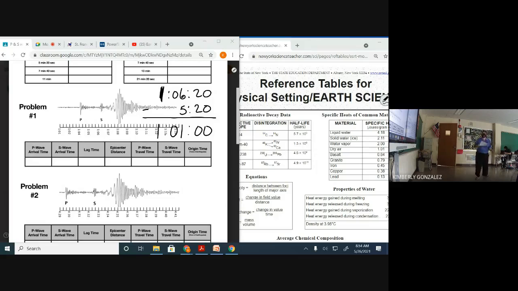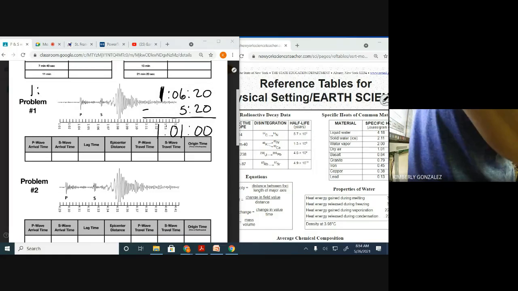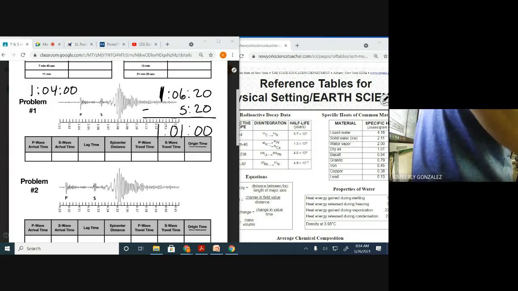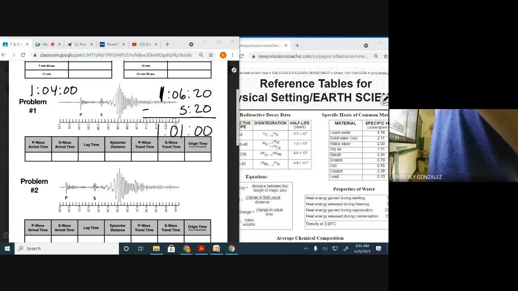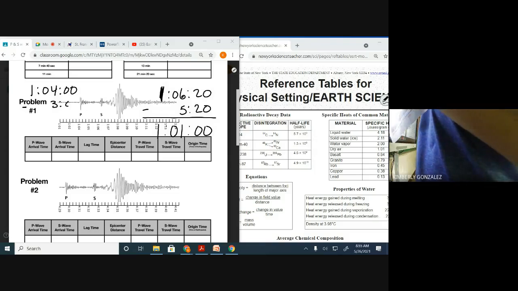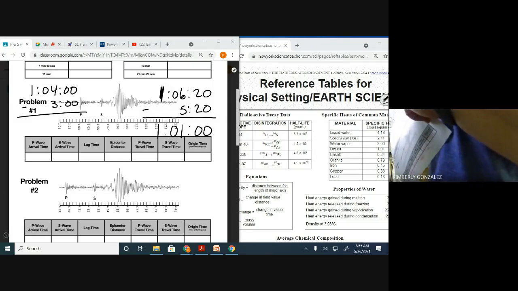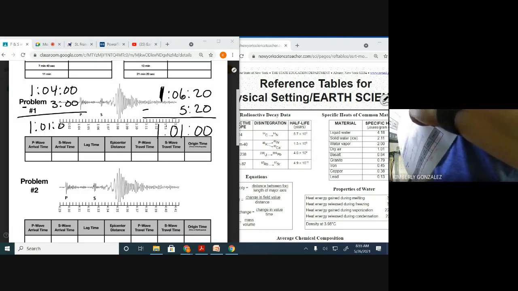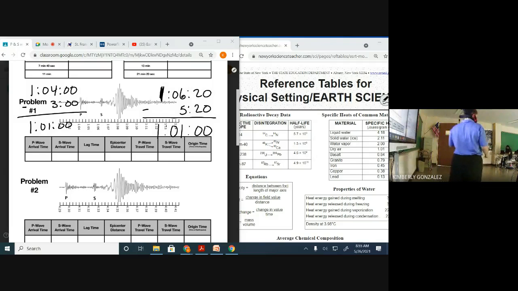Just to make sure you did your math right, if you look at the P wave, the arrival time was 1:04:00, right? It took 3 minutes and 0 seconds to get there. So you end up with 1:01:00 as the origin time. That's how you're going to check yourself to make sure you did it correct. It does not matter if you use the P wave or the S wave to figure out the origin time, as long as you're consistent. So you need the arrival time and the travel time.